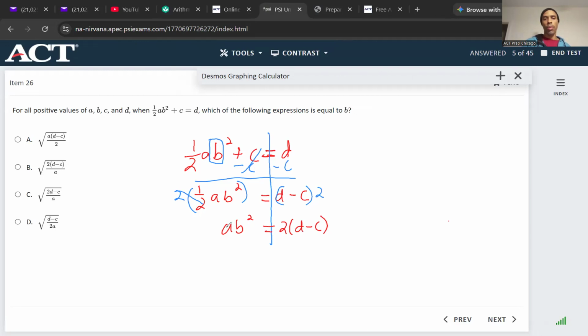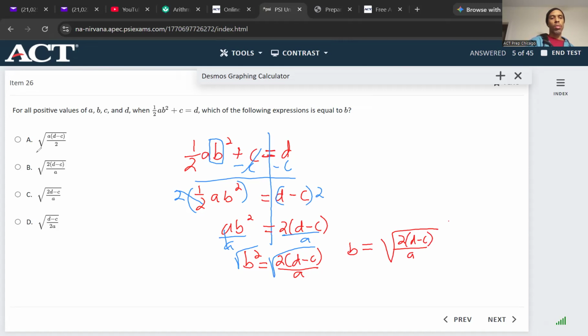How do we get rid of A times B squared? Divide both sides by A. We get B squared is equal to 2 times the quantity D minus C over A. And how do we get rid of B squared? You square root both sides. That would give us B is equal to the square root of the quantity 2 times D minus C over A. That's what I thought. So that's going to be B.